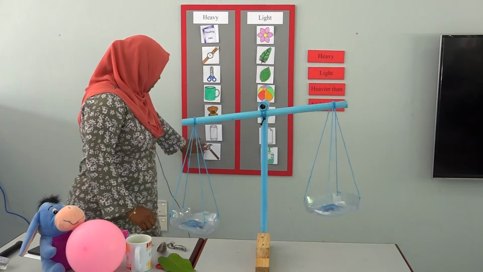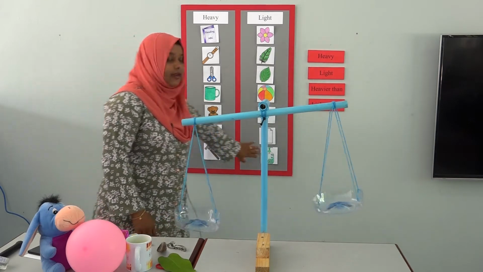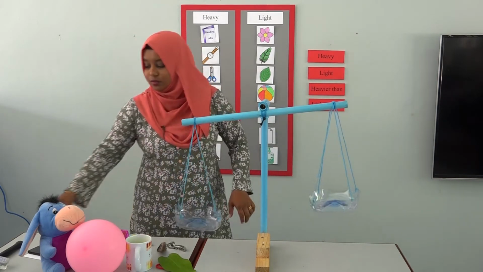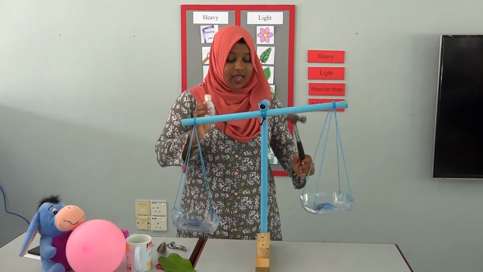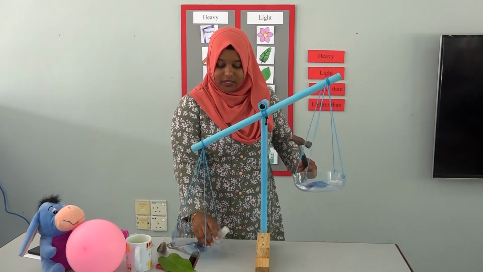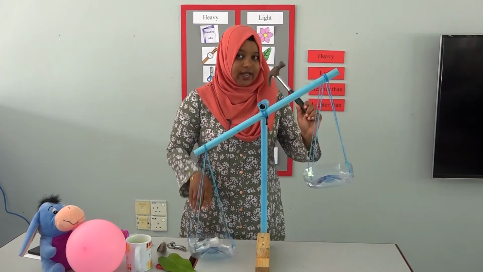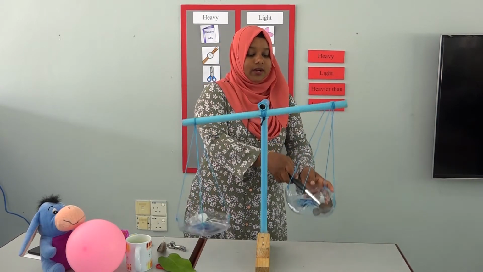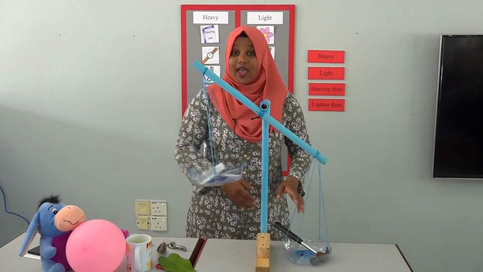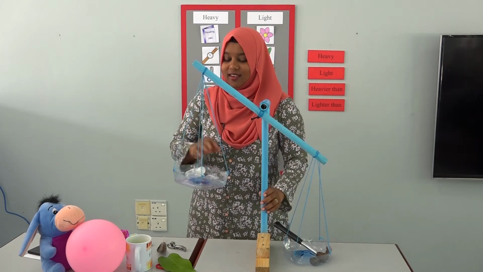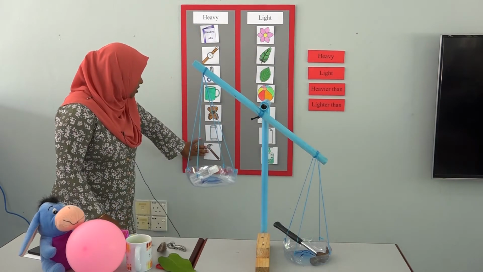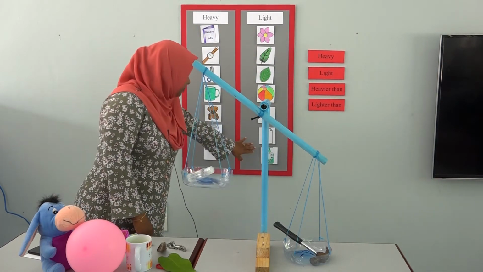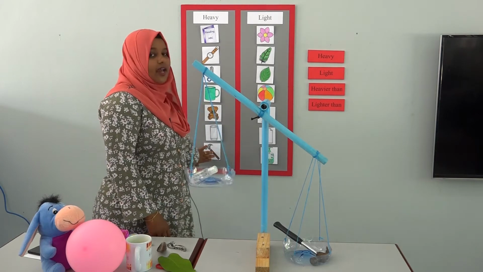Last one is the hammer and a sanitizer bottle. Let's see which one is heavy. We're going to put the sanitizer bottle and the hammer. Oh, hammer is heavier than the sanitizer bottle. Did you guess it correct? Yes, you have guessed it correctly.